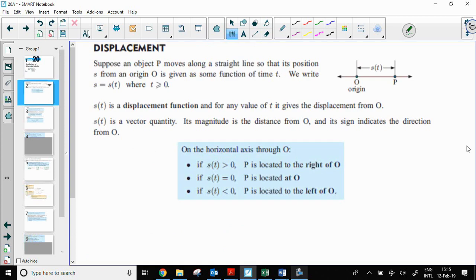So we begin with displacement. I just said position a moment ago. Position and displacement are very closely related. They're almost the exact same thing. So we've got some object, we're calling it P for point. It's a point that's moving along a straight line. So we'll say it's moving along the x-axis, say.